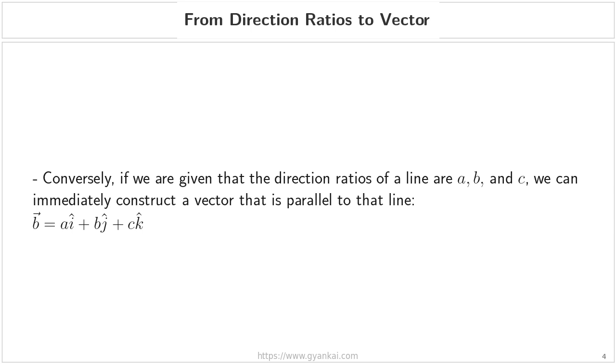You can immediately construct a vector that runs parallel to that line. You do this by simply using those ratios as your components. You would write the vector b as a times i hat, plus b times j hat, plus c times k hat. Essentially, you are turning those numerical ratios back into a directional vector. This ability to move back and forth between ratios and vectors is what we will use in the next slide to explore a real-world analogy involving a drone.